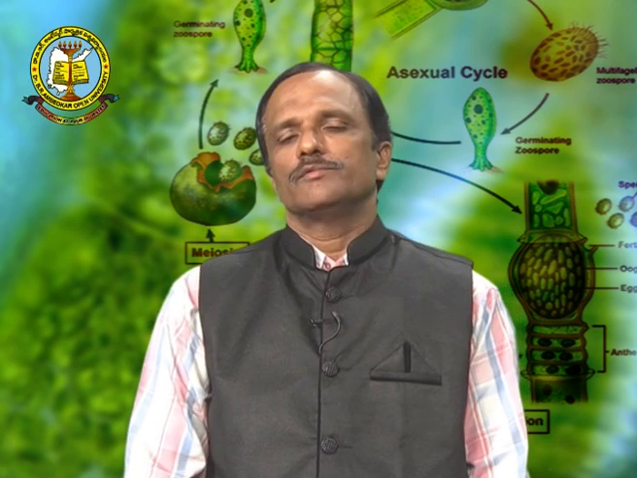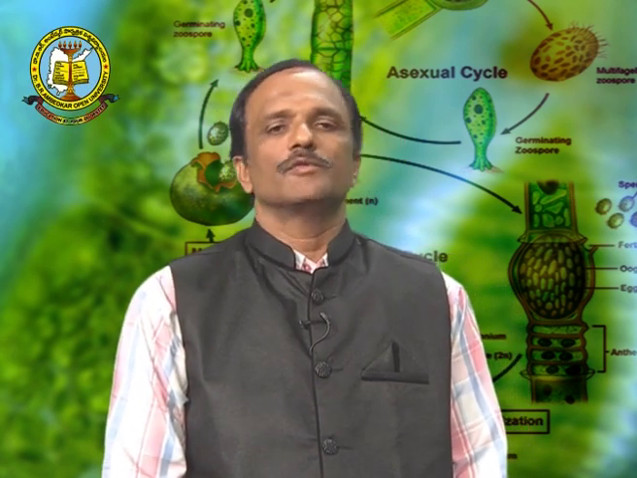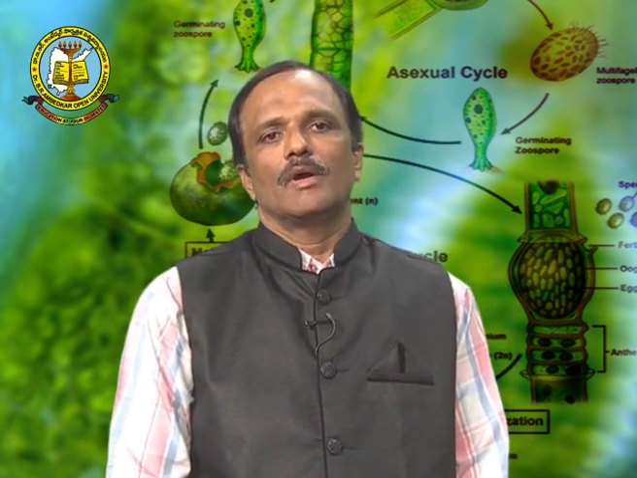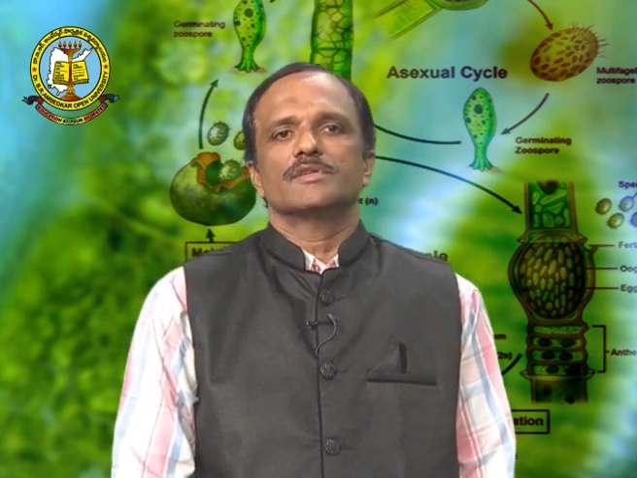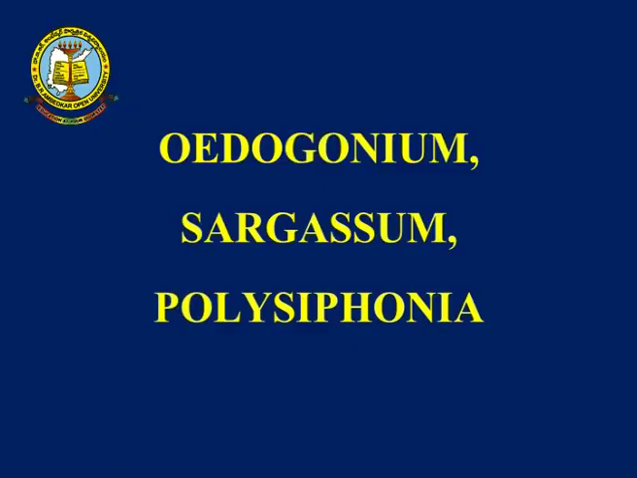So, today we are going to discuss the life histories of some members of algae. That is Oedogonium, the second one is Sargassum, and the third one is Polysiphonia.